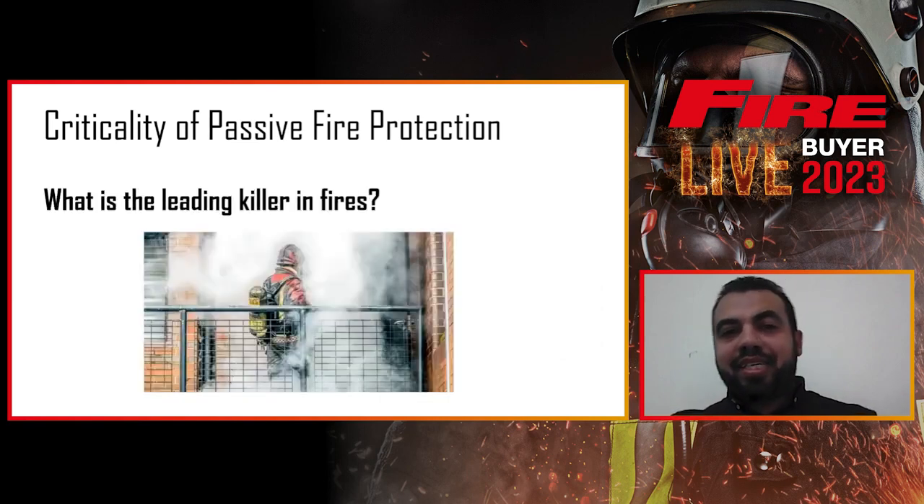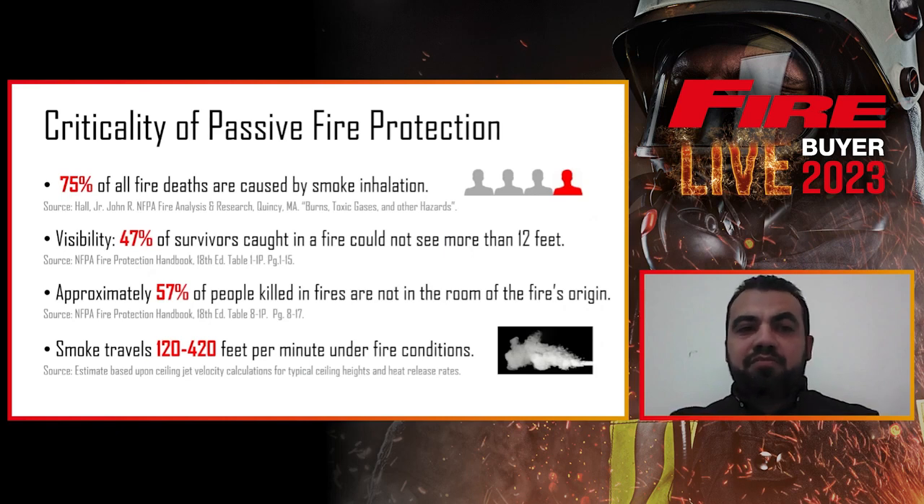So what is the leading killer in fires? Is it the fire itself or the smoke? Smoke and toxic gases are the main killer. About 75% of fire deaths are caused by smoke inhalation. Additionally, smoke affects visibility, so people will not be able to see where the exits are or how to get out of the building, and it also affects the ability of firefighters to rescue people and help them get out of the building.